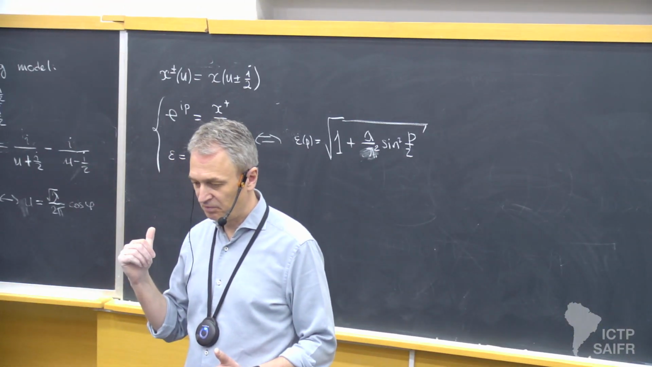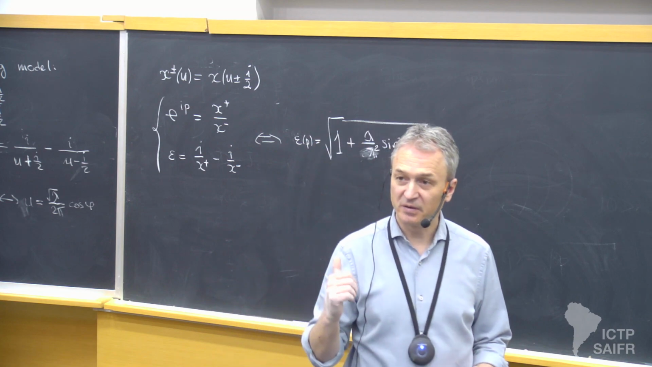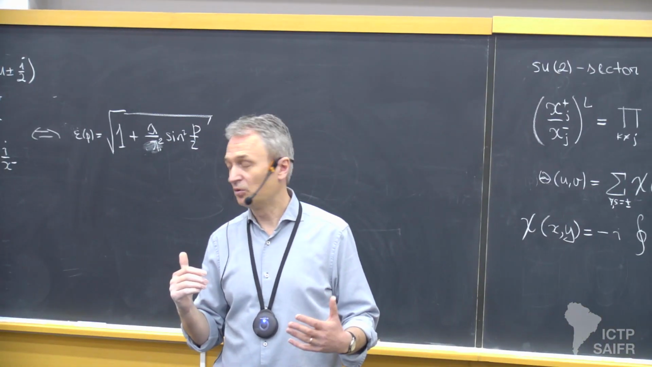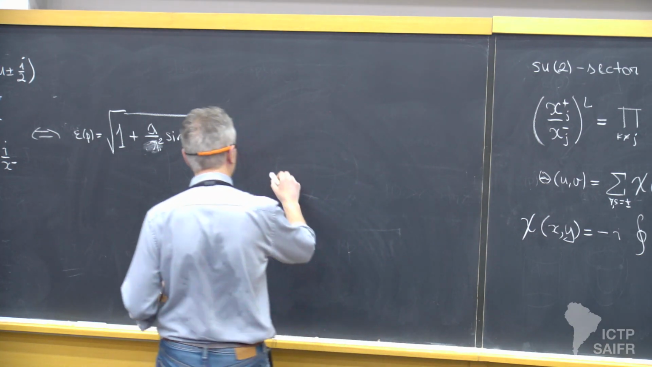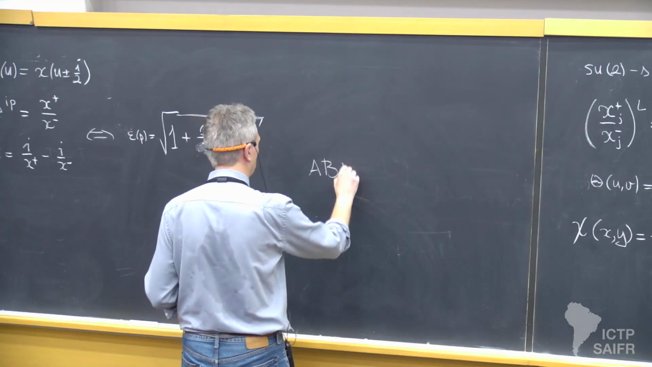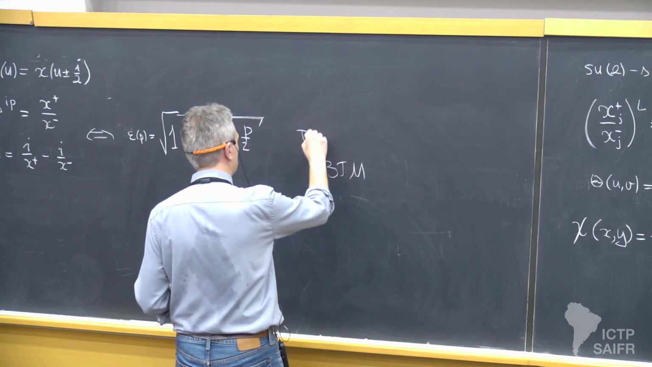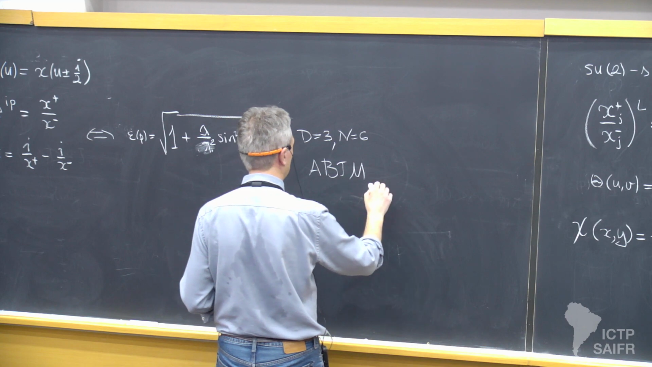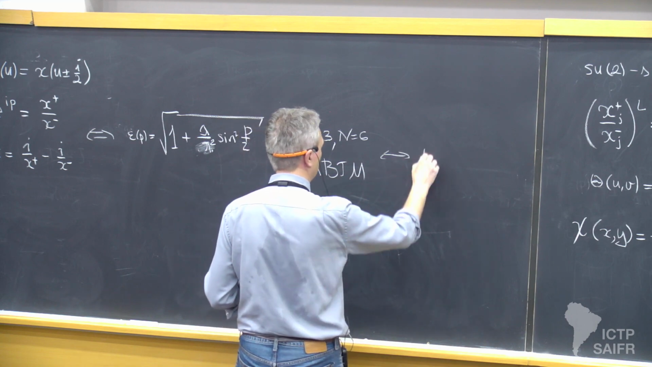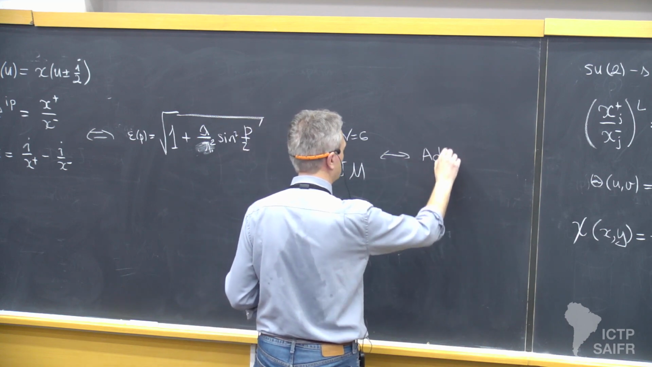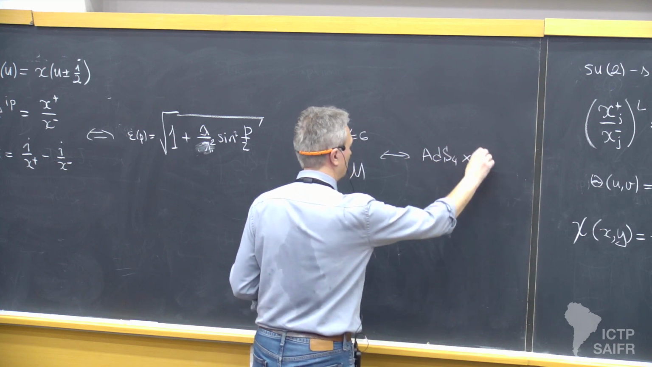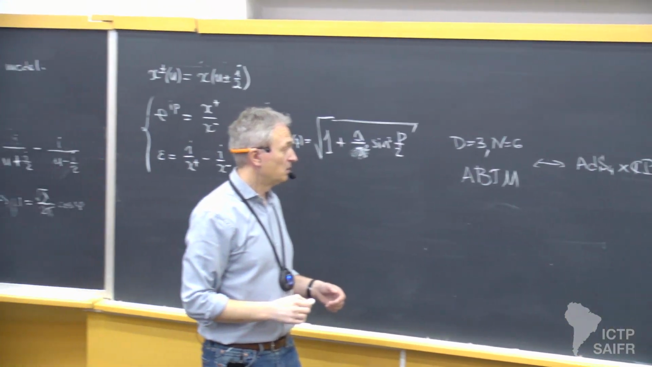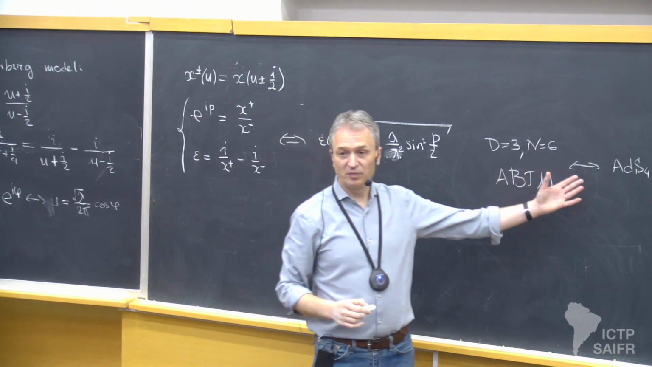same procedure works for ABJM theory, which is a conformal theory in 3 dimensions. So it's a D=3, N=6 supersymmetric gauge theory. This is dual to AdS4 cross CP3 string theory. And that can be solved along the same lines.